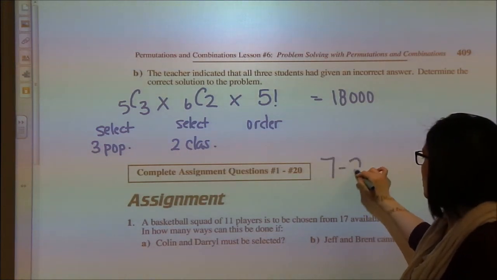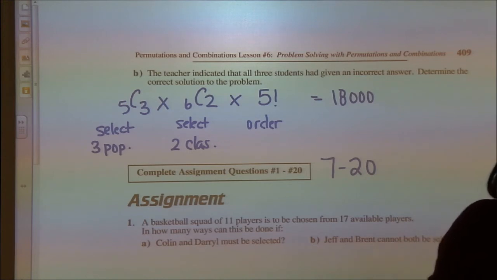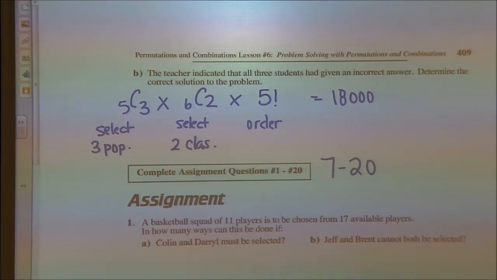So I want you to work on questions 7 to 20. They're all the numerical and the multiple choice questions.